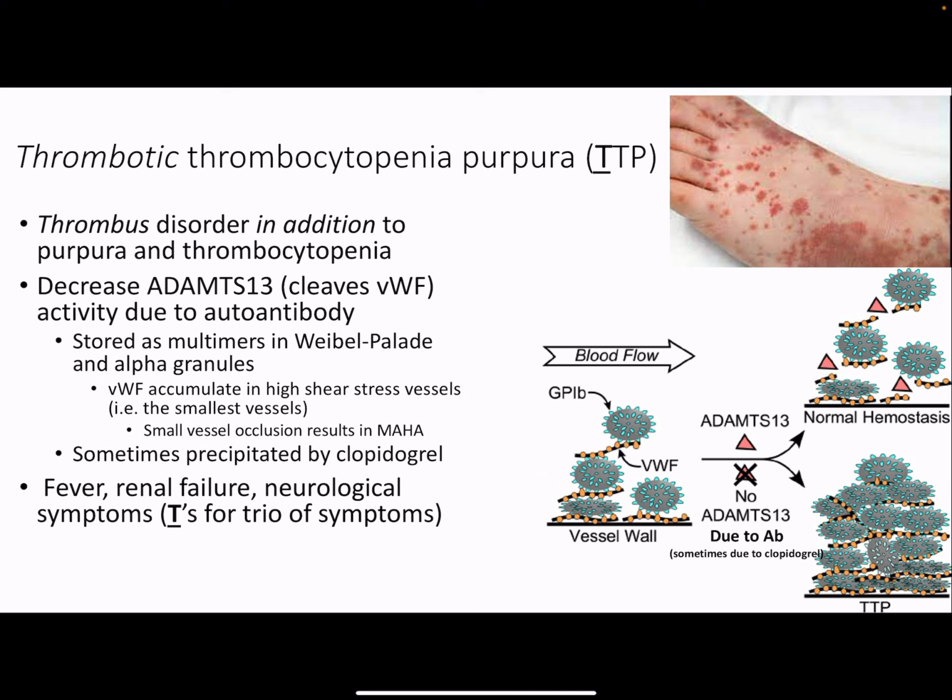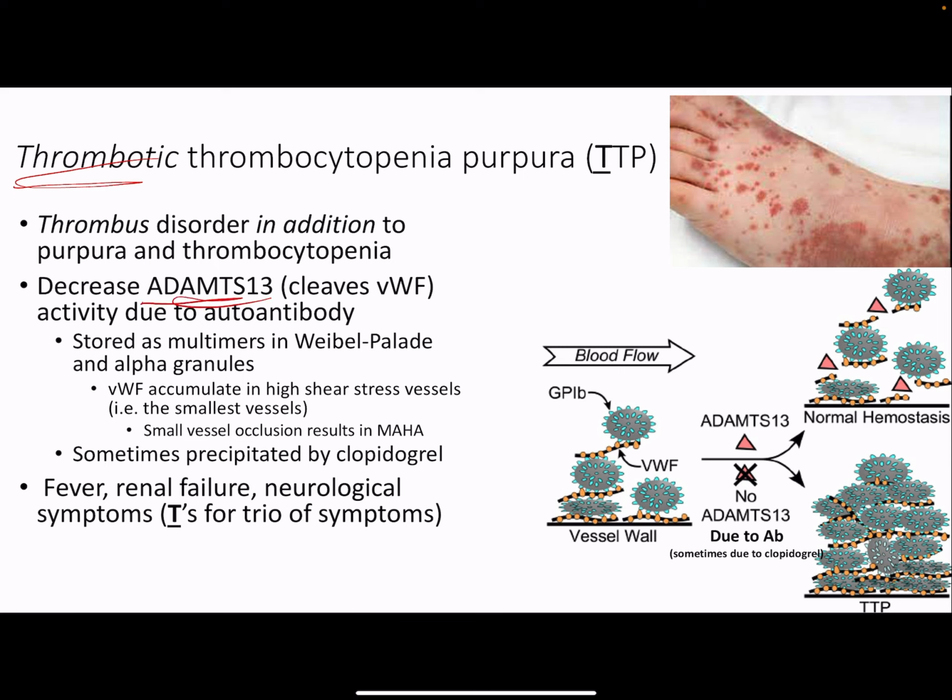So similar thing is instead of ITP, we now have TTP, and the T here, I for idiopathic, but here thrombotic. The one before wasn't thrombotic. It was just thrombocytopenia, meaning we had decreased platelets. But now we're also causing a thrombus on top of everything. So why are we getting a thrombus?